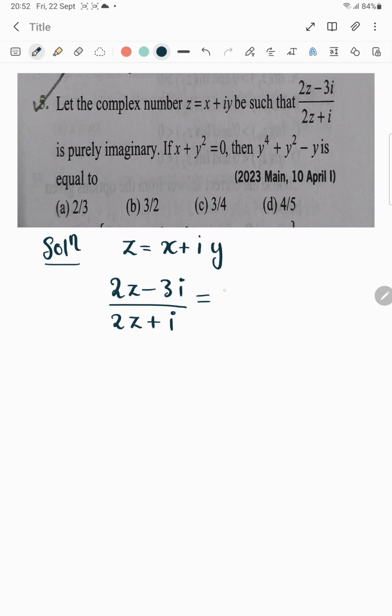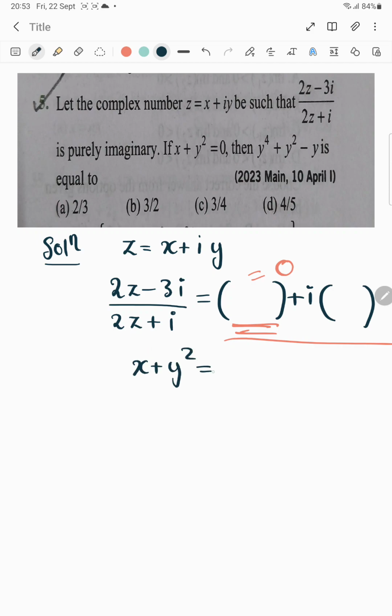Okay, so that means if I simplify this and write it as something plus i something, then this real part is going to be equal to 0, because this complex number is purely imaginary. That's what is given. The other thing that is given is x plus y square is equal to 0, and with all this we want to find what is y raised to 4 plus y square minus y. This expression is to be found out.